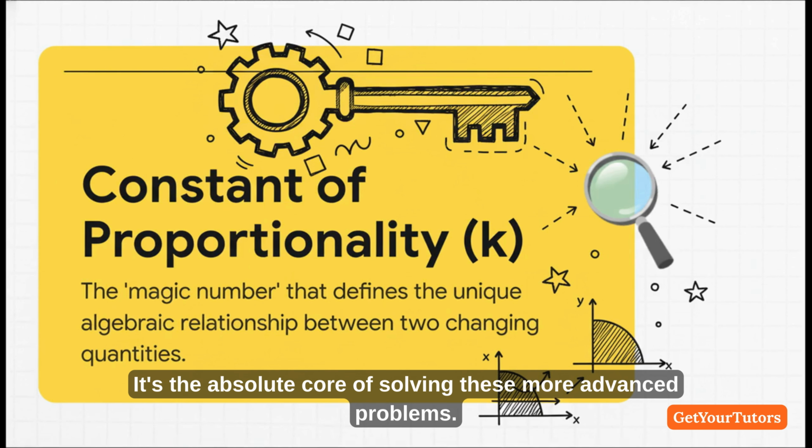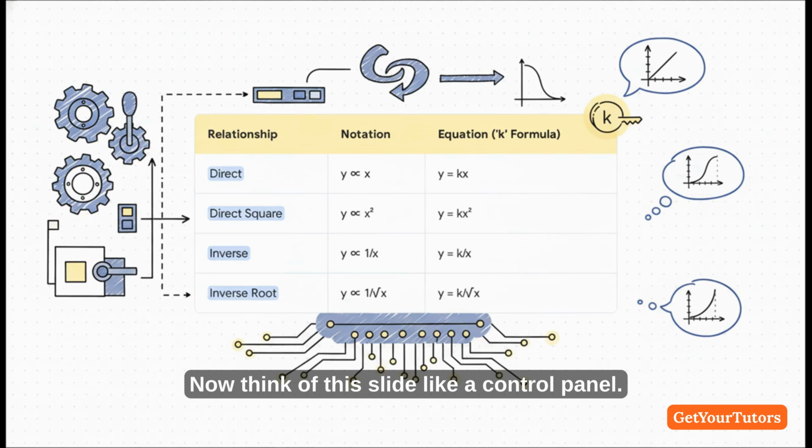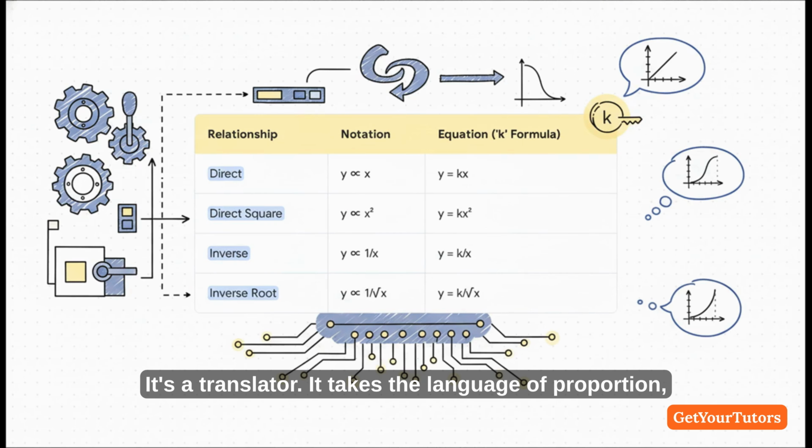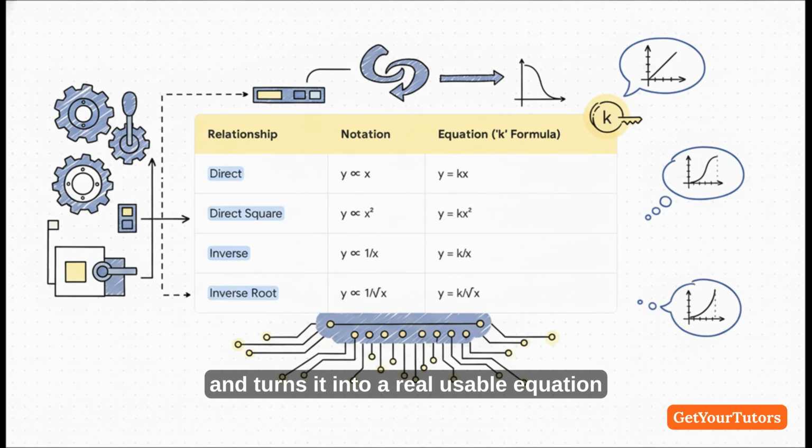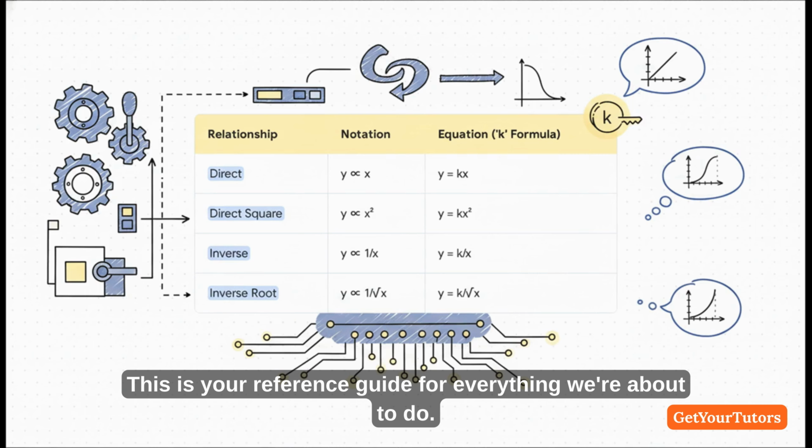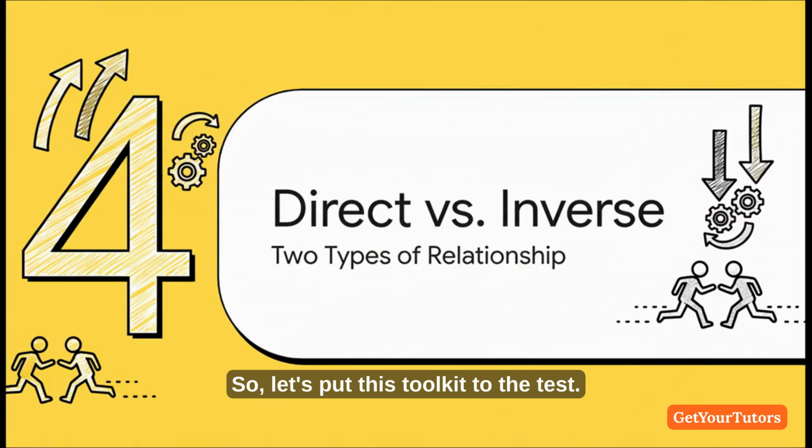It's the absolute core of solving these more advanced problems. Now think of this slide like a control panel. It's a translator. It takes the language of proportion, things like y is directly proportional to the square of x, and turns it into a real, usable equation that features our secret key, k. This is your reference guide for everything we're about to do. So, let's put this toolkit to the test.